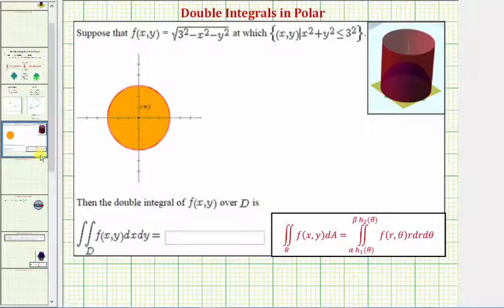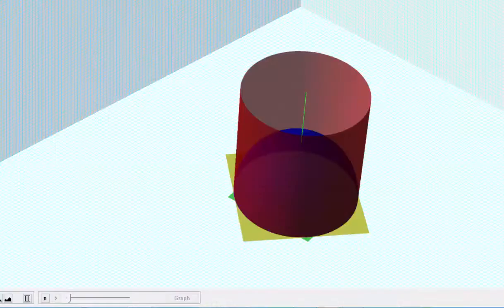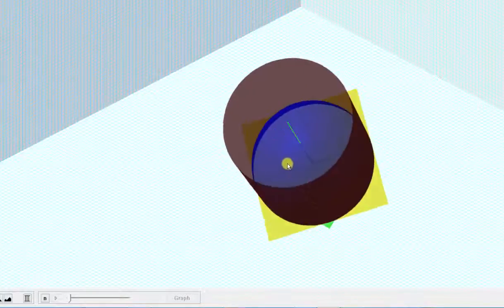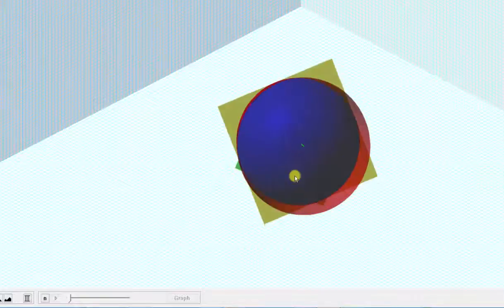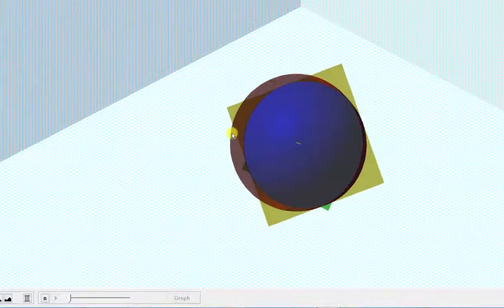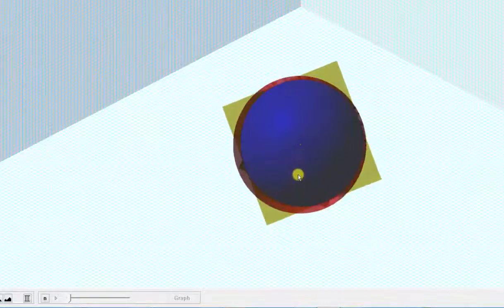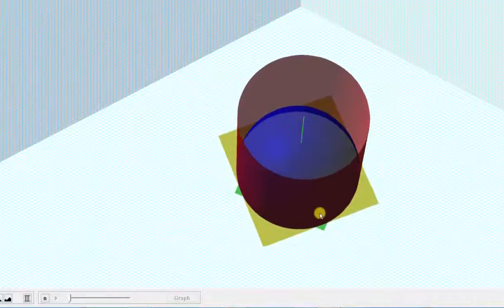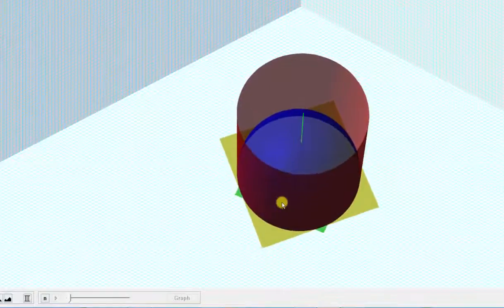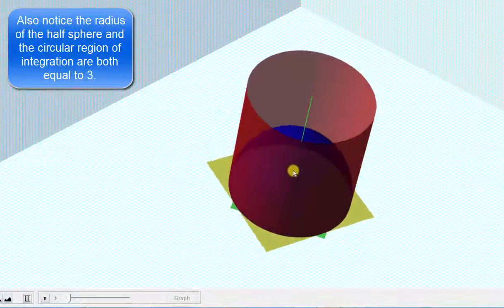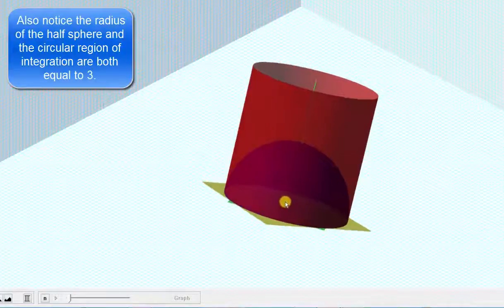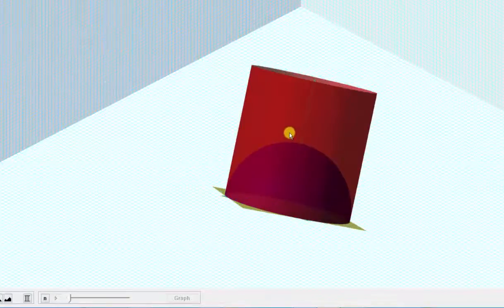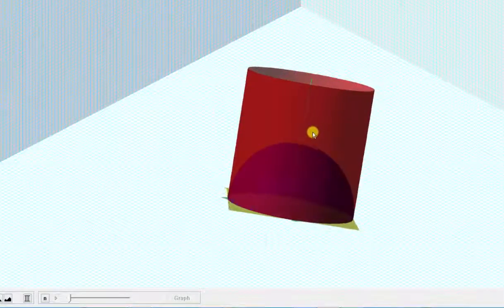So before we set this up though, let's look at this graphically. The function f of x comma y is graphed in blue. And again, the region of integration is this circular region here in the xy plane. Because the function f of x comma y is non-negative over this region, our double integral is going to give us the volume under the blue surface above the xy plane over this circular region. And notice how this actually is going to be half of a sphere, so we could evaluate the double integral using a geometric formula, which we'll do to check our work after we determine the value of the double integral.